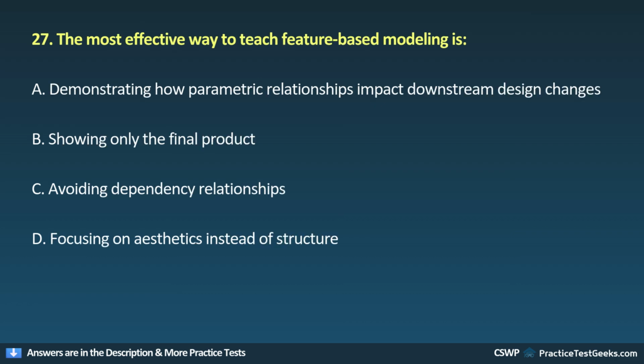27. The most effective way to teach feature-based modeling is: A. Demonstrating how parametric relationships impact downstream design changes. B. Showing only the final product. C. Avoiding dependency relationships. D. Focusing on aesthetics instead of structure.